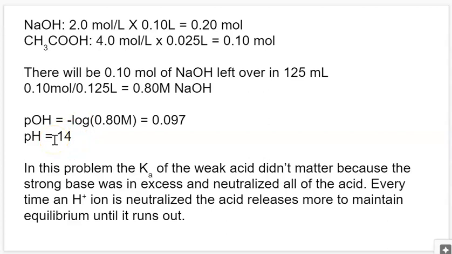Now, you might notice here that the Ka of the weak acid didn't come into play at all. I didn't care that this was a weak acid. I didn't care about that equilibrium because it was interacting with a strong base. Every bit of strong base that I added to that weak acid ended up neutralizing it, and it didn't really matter what the equilibrium was. Because every time an H plus ion was neutralized, the acid released more to maintain the equilibrium until it ran out.